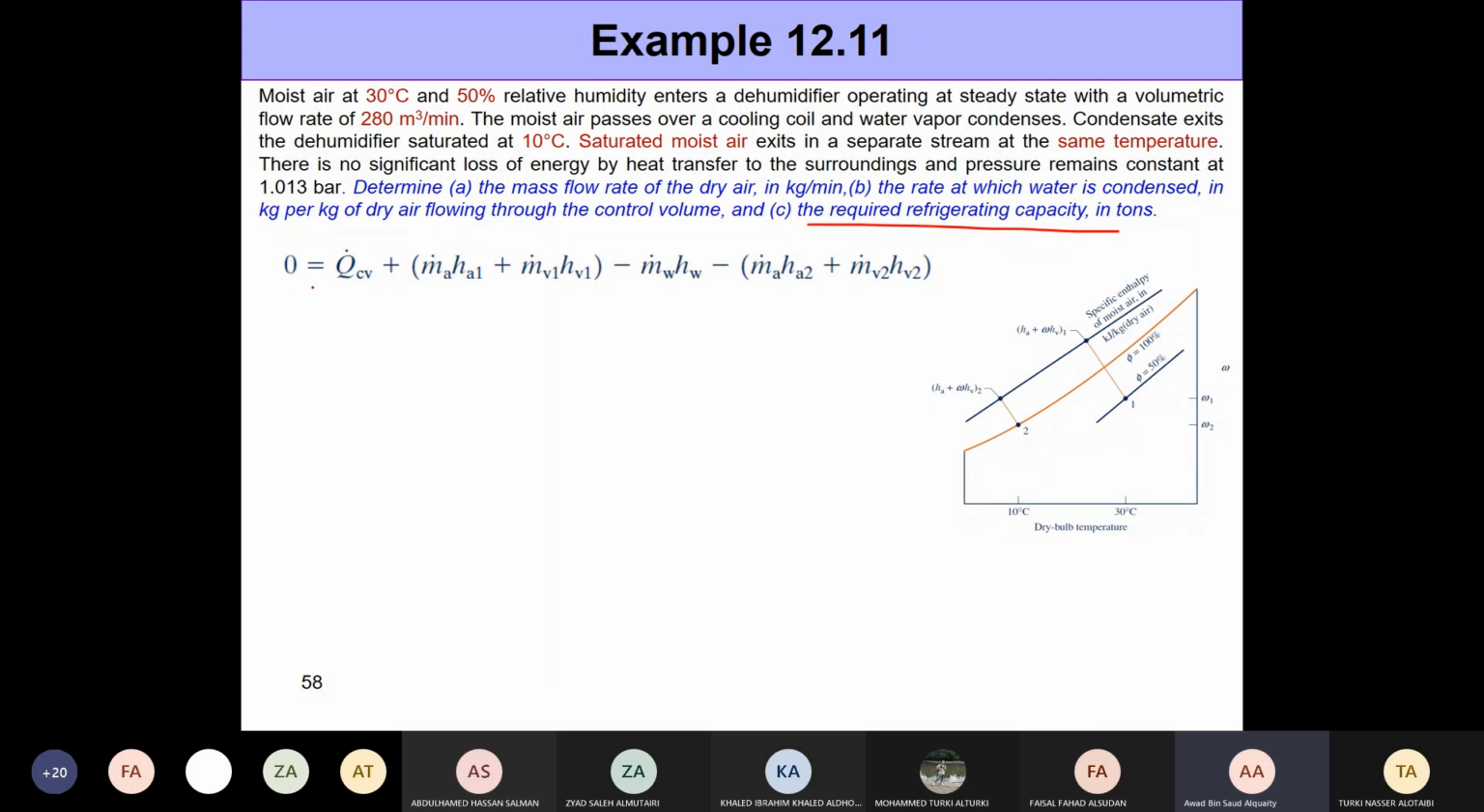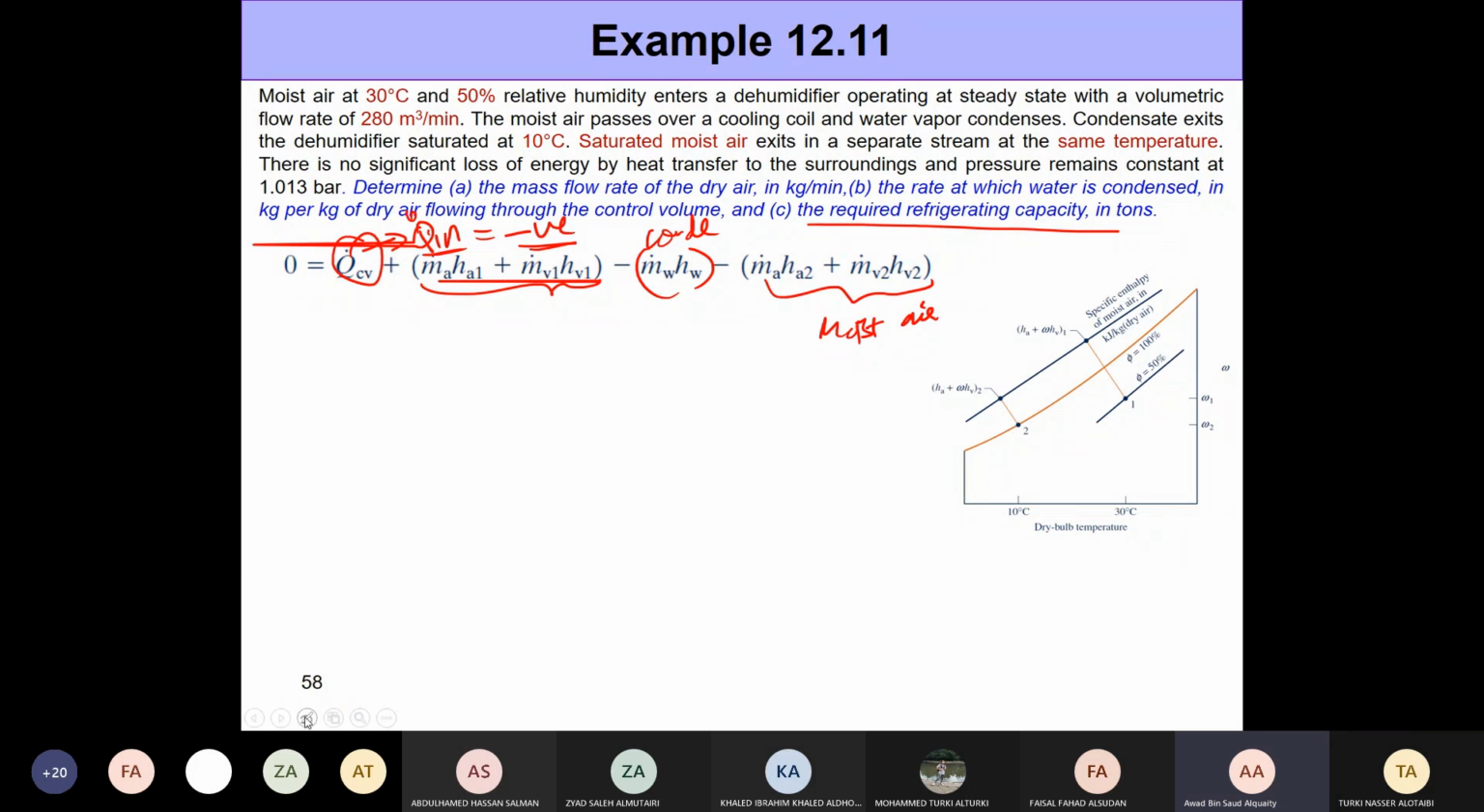Now here, this is the general form of the energy balance, and when we write Q dot CV, by default it's Q dot in, but we know that we are rejecting, so the answer at the end is going to be negative. There's no work output here, obviously, so we just have to consider the mass times the enthalpies for the different components. This is what's entering, and then these are the two streams that are exiting: condensed water plus moist air.